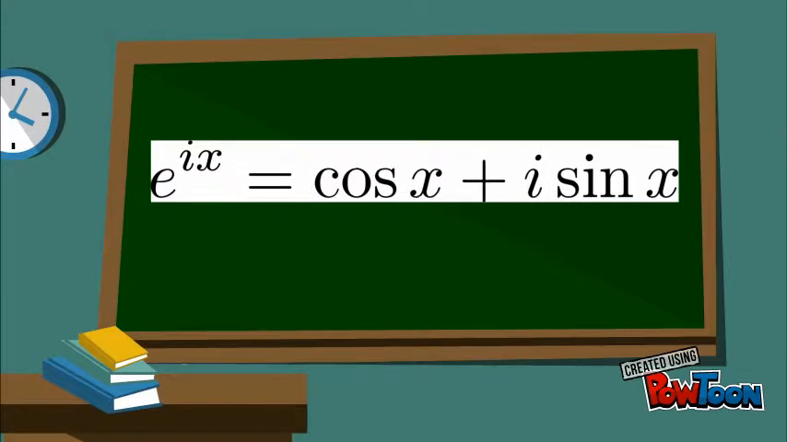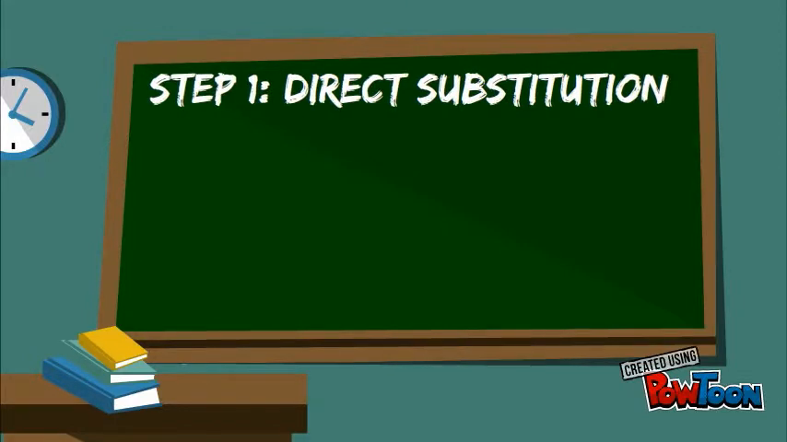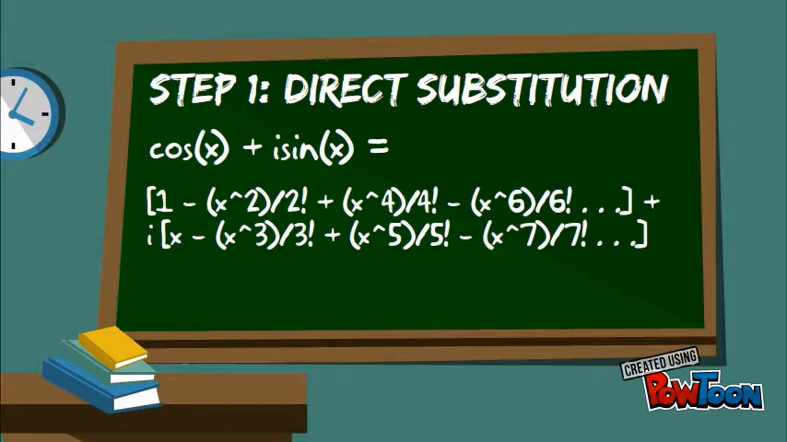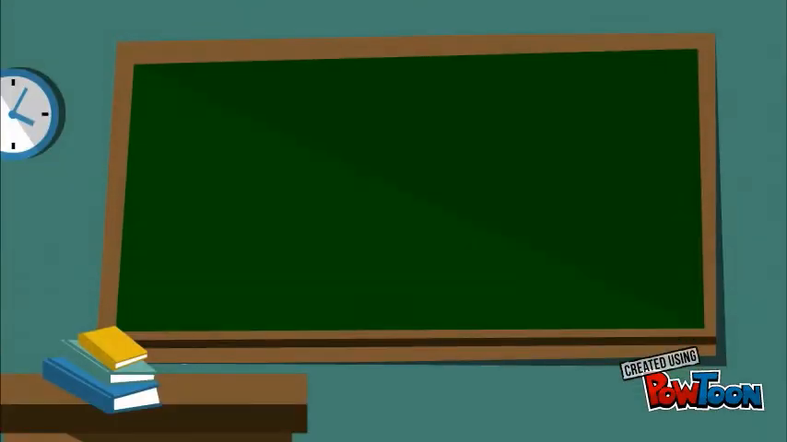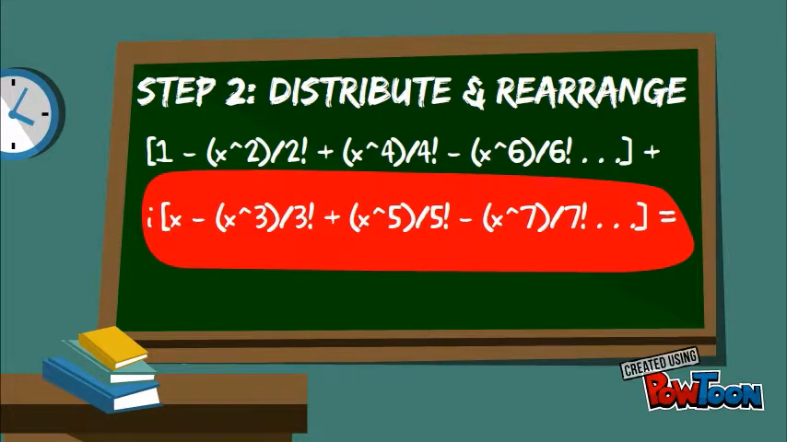We will do this by manipulating the right side of our formula to match the left side. Our first step is very simple. All we do is direct substitution. We substitute in the Taylor series for cosine of x and sine of x into our formula. Next, we distribute the i to the Taylor representation of sine of x, and then rearrange the terms based on increasing exponential values. Basically, we're working with the highlighted red portion of the formula.